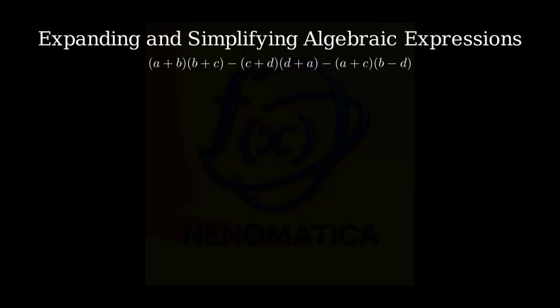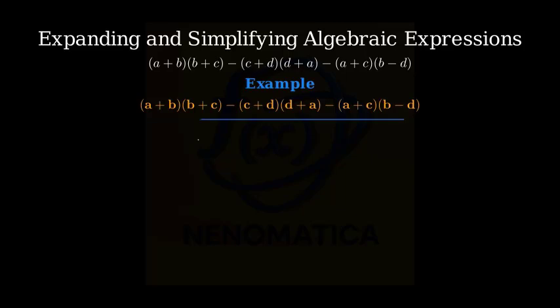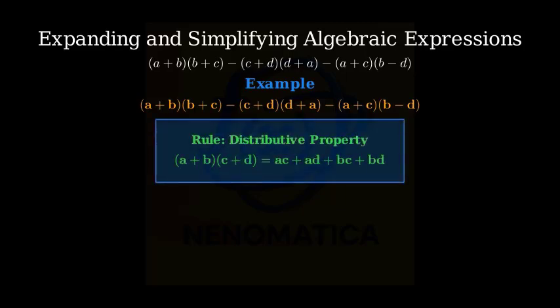Let's start by working through the problem methodically. Our example shows the expression we need to expand and simplify. Our first step is to expand each of the three products in this expression. We'll use the distributive property to multiply each term in the first parenthesis by each term in the second parenthesis. Now, let's apply this property to expand each of the three products in our expression.